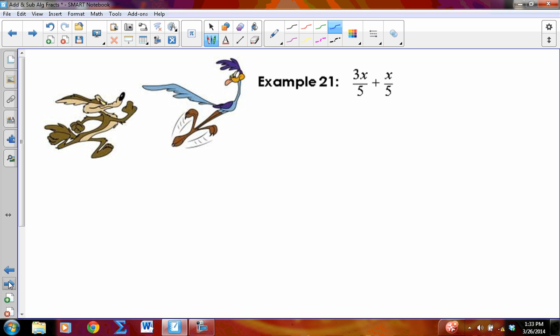For example, in 21, we have 3x over 5 plus x over 5. Again, notice the denominators are already the same, so all you have to do is add the numerators. 3x plus 1x will be 4x over 5. And 4x and 5 won't reduce, so our answer is just 4x over 5. Aren't these nice?